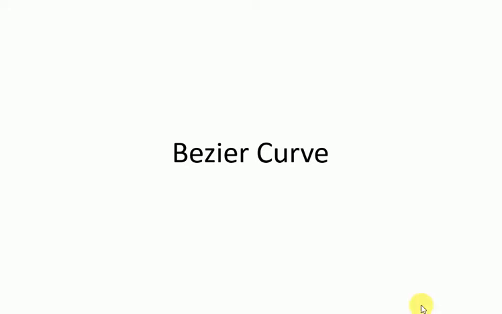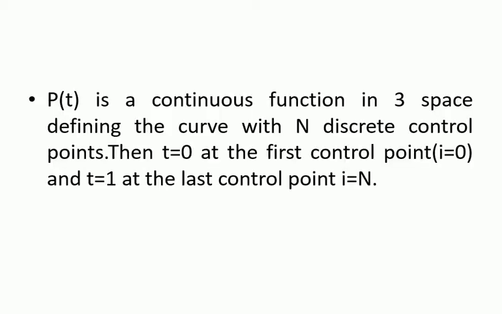So the next program is on Bezier curves. P(t) is a continuous function in 3D space defining a curve with n discrete control points. Then t is equal to 0 at the first control point, i equals 0, and t is equal to 1 at the last control point, i equals n. So the control points are given, and we define a curve with the n discrete control points.